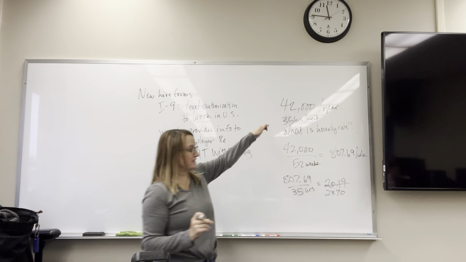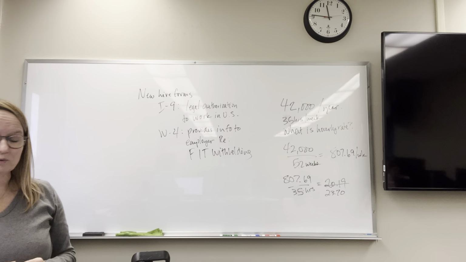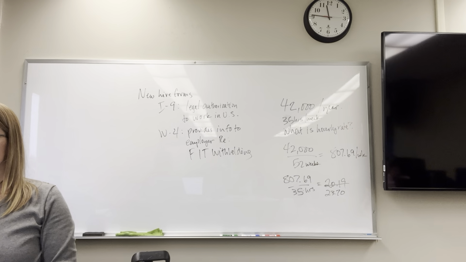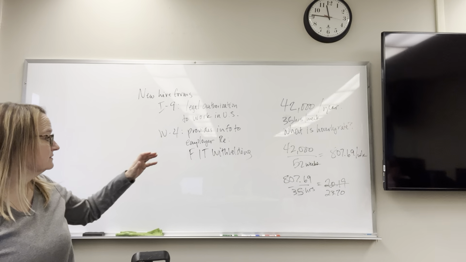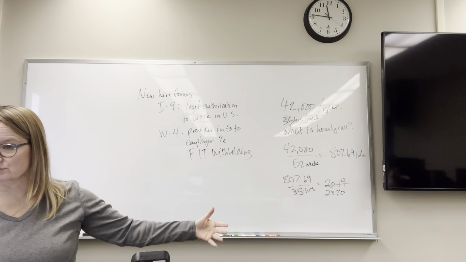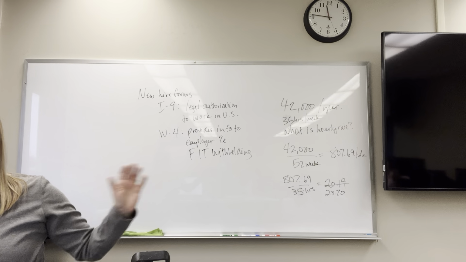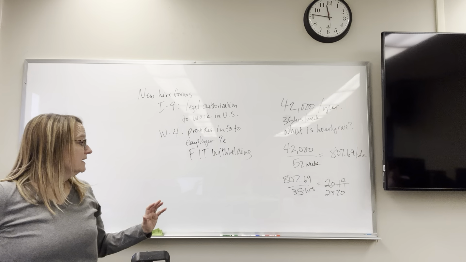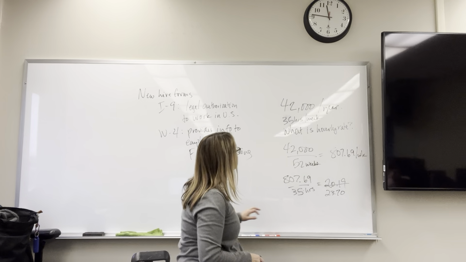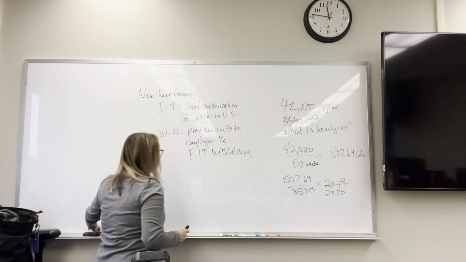But we would take the annual wage, divide it by the number of weeks, and then divide that by the number of hours worked per week. That's for an hourly rate. Now, if they're making $42,000 a year, let's say we don't care about the hourly rate right now.